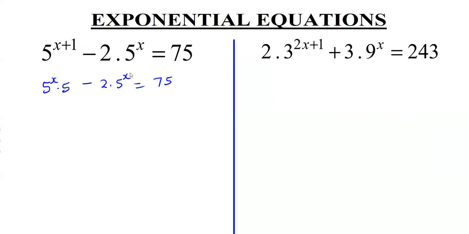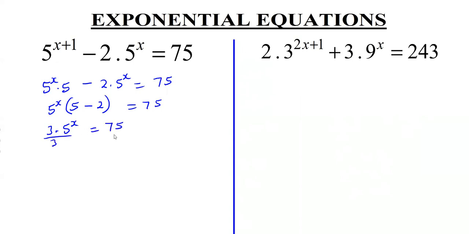Then what do we have here? We're having something in common here. It's 5 to the power of x. So we factor out 5 to the power of x. In the bracket, we're left with 5, which is this one here, minus 2, which is there, is equal to 75. So here 5 minus 2 is 3. So it's 3 times 5 to the power of x is equal to 75.